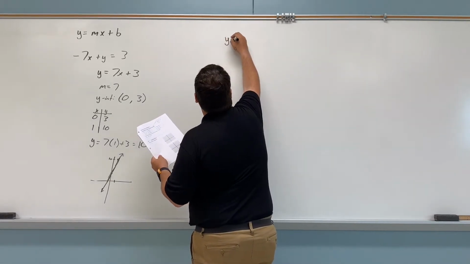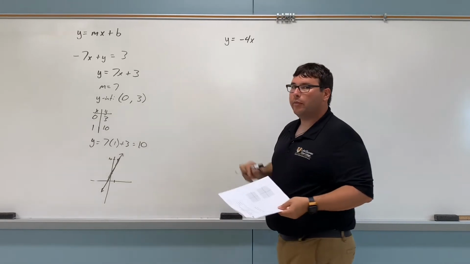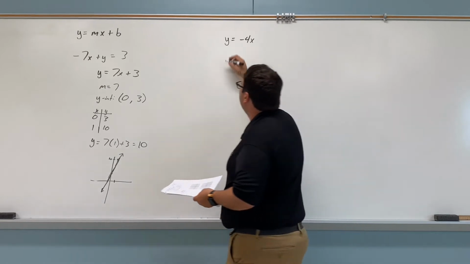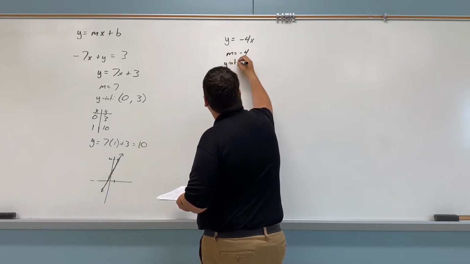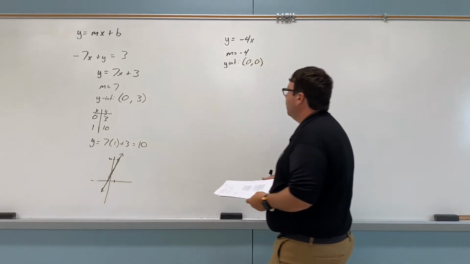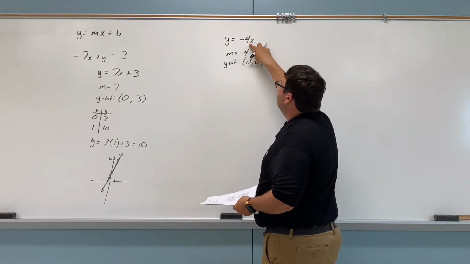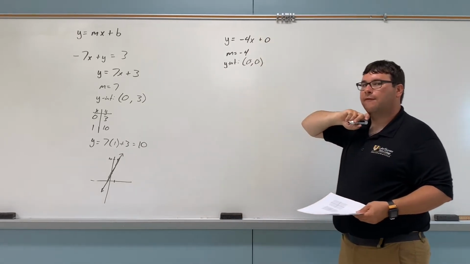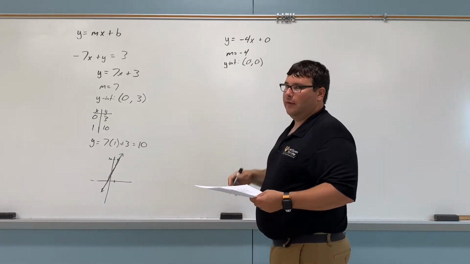The next one is y equals negative 4x. Is this already in slope-intercept form? Yes. So we can identify the slope is negative 4. The y-intercept, there we go, is through the origin of 0, 0. Remember, if you don't quite see it, technically this is a negative 4x plus 0. So if you need to write that value in, you absolutely can, but I did not because I did not need to see it.